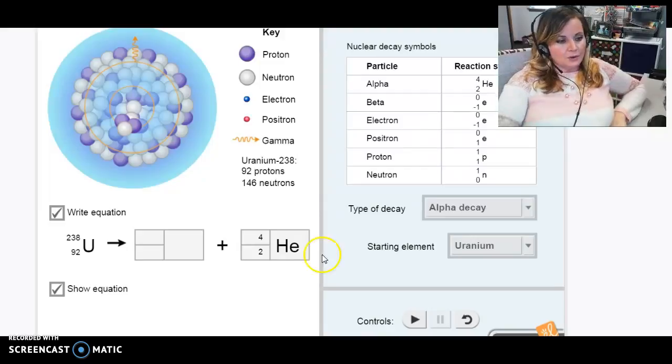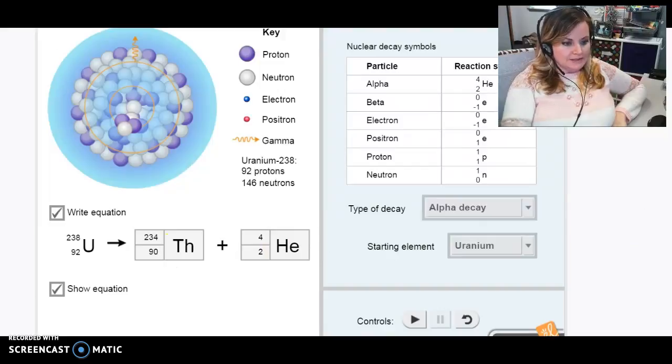So what's left over? Well, we have to subtract this 4 from the 238 on the top, which would give us 234. And we have to subtract the 2 from the 92 at the bottom, which gives us 90. So this gives us the isotope thorium-234. That's what's left over after the decay of uranium-238. Okay? So that's just one potential alpha decay nuclear reaction.